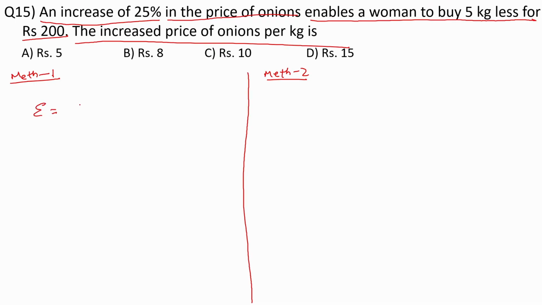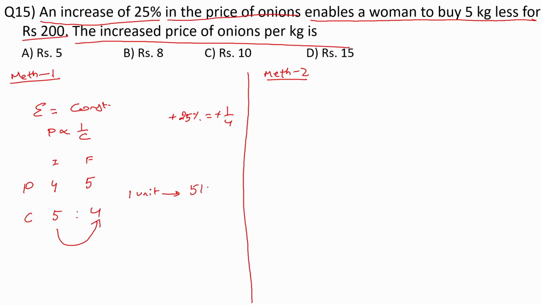Here expenditure is constant. So price is inversely proportional to consumption. Initial, final. And price is increased by 25%. 25% increase would be plus 1 by 4. So 4 parts would increase by 20% to become 5 parts. So the value of consumption would be 5:4. So there is a decrease of 1 unit. And the value of 1 unit is equivalent to 5 kgs. So the value of 5 units would be 25 kgs.